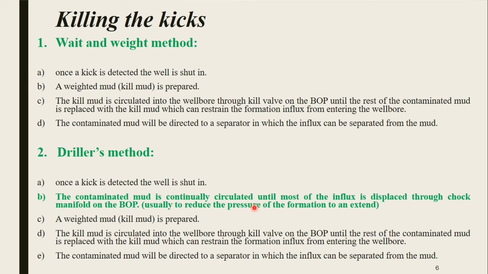So usually we take this method, the driller's method, to reduce the pressure of the formation to an extent. So if you anticipate that there's a lot of formation influx, then you might want to take this way to kill the kick. And then once the formation influx is displaced, the next step, the kill mud is circulated into the wellbore in order to replace the contaminated mud. And then finally, the contaminated mud will be directed to the separator so that the influx and the mud can be separated from each other.